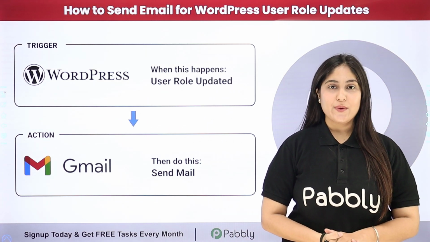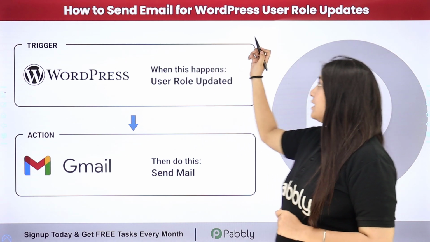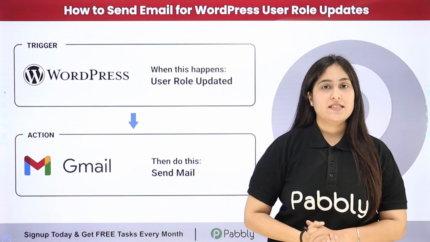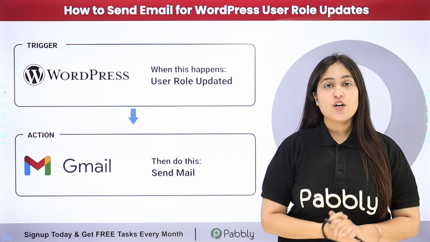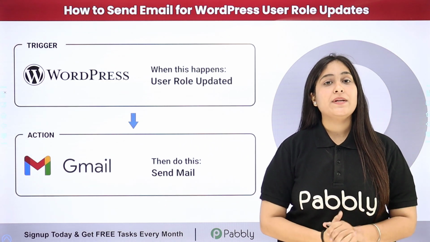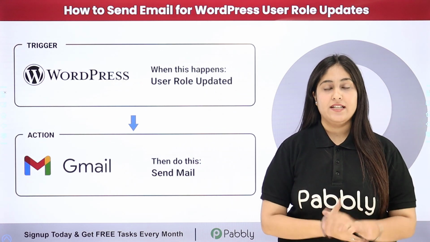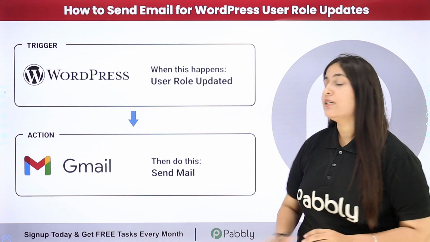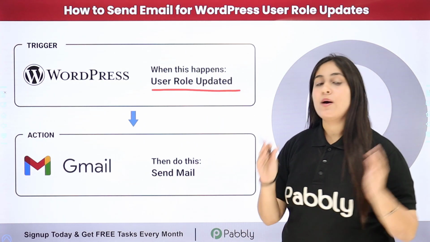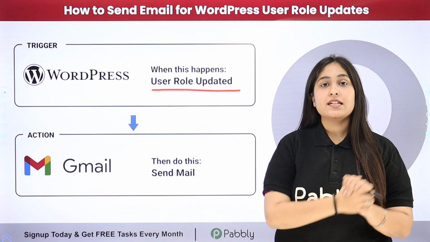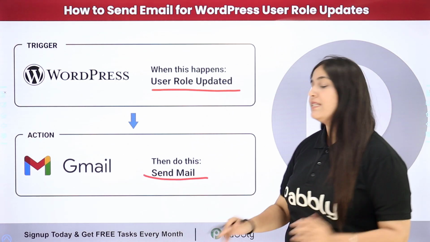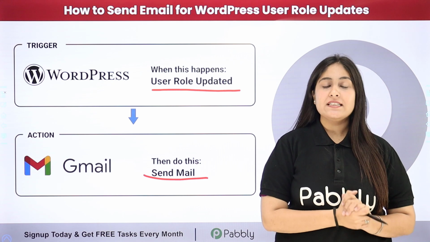So in this video we are going to understand how to send email for WordPress user role updates. I manage a membership site on a WordPress account and I want to update different users' roles in my profile. In this case, I want that whenever I update a user's role in my WordPress account, a notification should automatically be sent to their Gmail account through Gmail. So I have to automate this entire process.